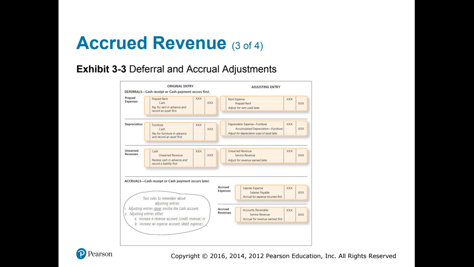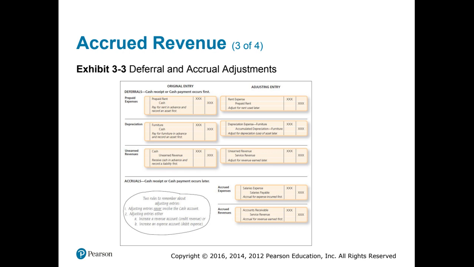So in our first example, we used prepaid rent twice. We debited it in the first original entry, but then we credited it in the adjusting entry. When we're looking at depreciation, it's different. We debit our furniture account and credit cash to show the initial receipt of the furniture. But then when we're recording depreciation, the two accounts that are affected are depreciation expense and accumulated depreciation. So when you're working on your assessment, make sure that you're affecting the depreciation expense and the accumulated depreciation.